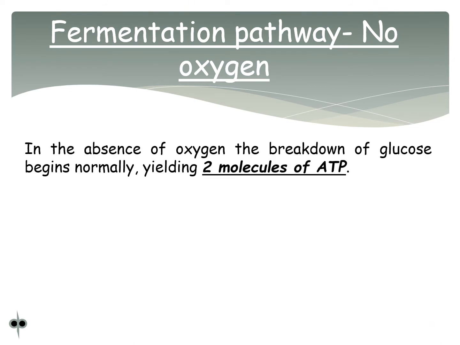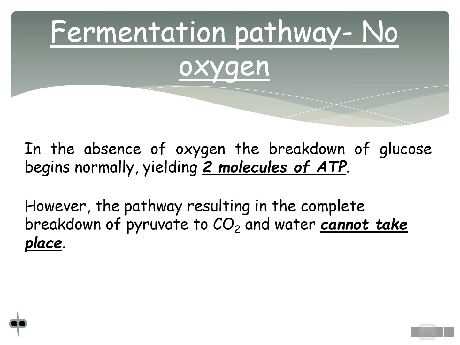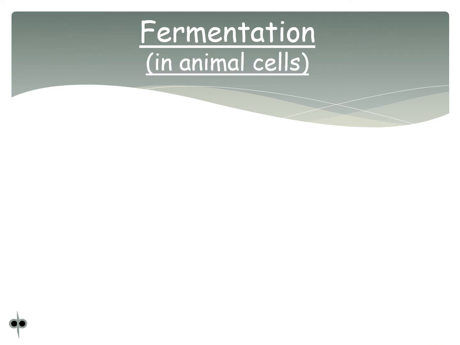So, the fermentation pathway with no oxygen. In the absence of oxygen, the breakdown of glucose begins normally, yielding 2 molecules of ATP. However, the pathway resulting in the complete breakdown of pyruvate to carbon dioxide and water cannot take place, because without oxygen, the pyruvate cannot enter the mitochondria. Aerobic respiration happens in all cells the same, but fermentation is different in your different types of cells. So first we're going to look at fermentation in animal cells.